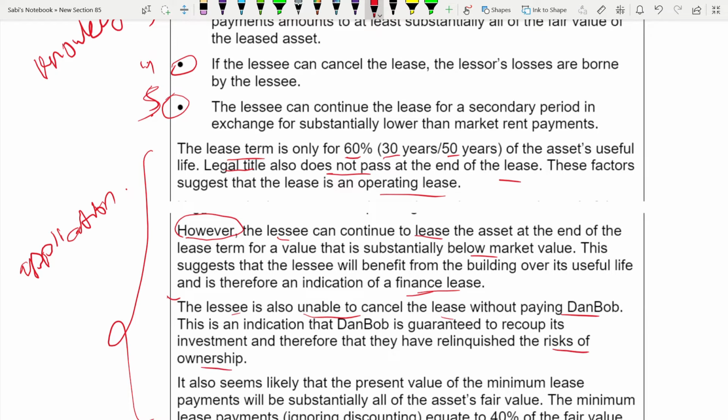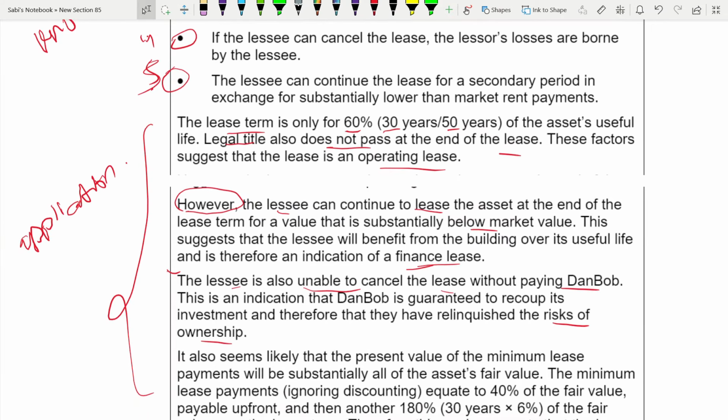Again, it says it's a finance lease. So the fourth and fifth points say it's a finance lease. 2 for operating, 2 for finance. Okay, see, your conclusion is based on the majority of points, whichever side has more points. Here now it's 2 versus 2, 2 points for operating, 2 for finance. Now 1 more point for finance, and it's a finance lease.